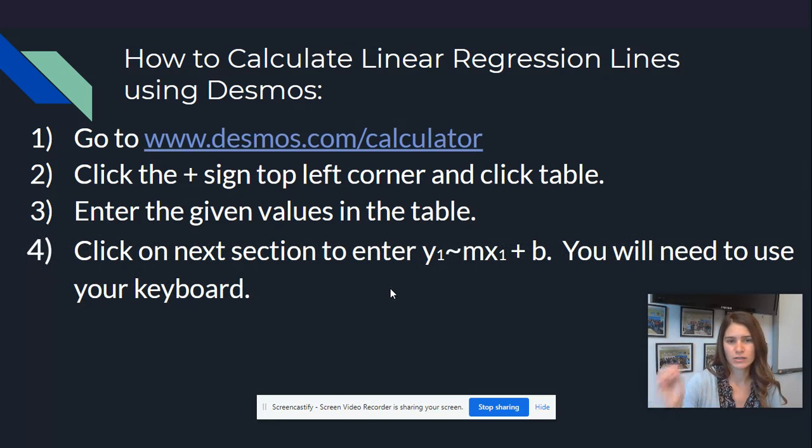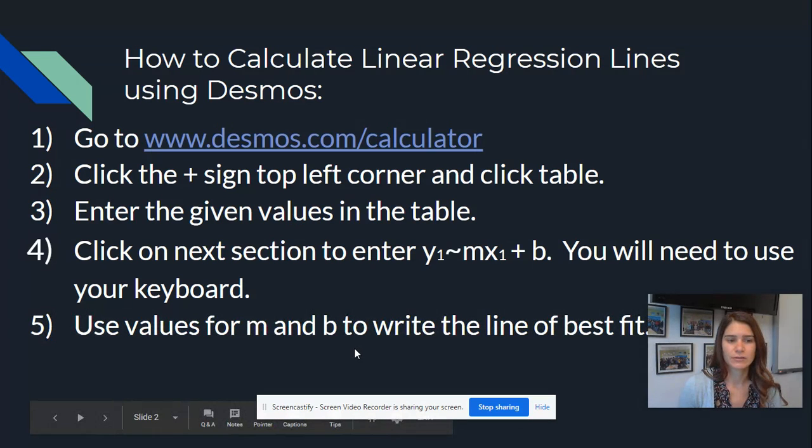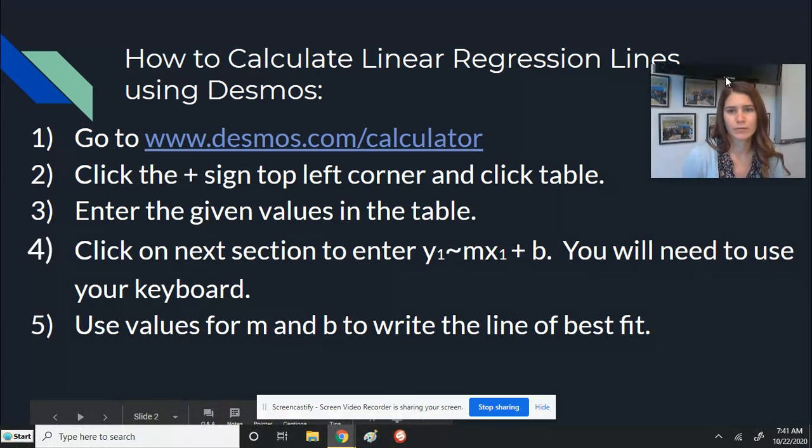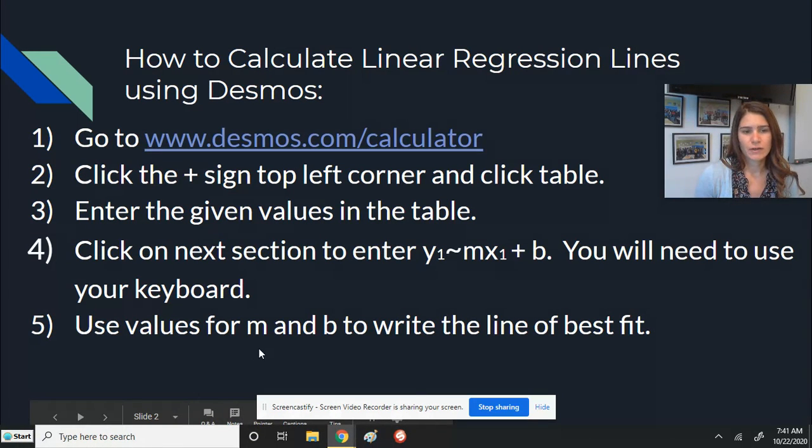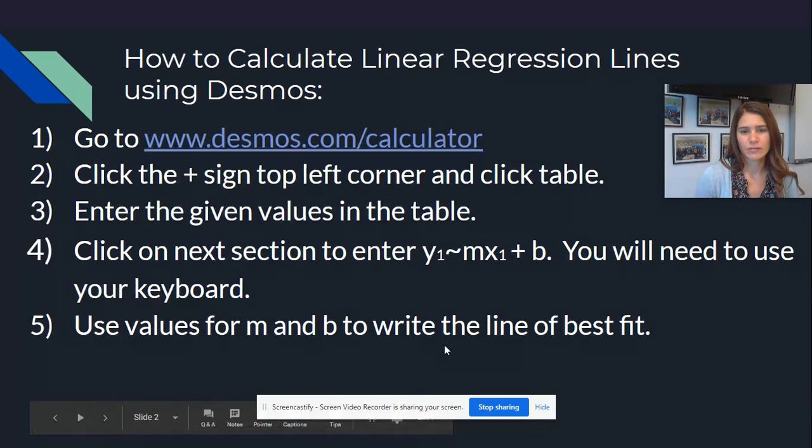Click on the next section to enter a y1 with a little tilde, mx plus b. You will need to use your keyboard, you guys, in order to get that tilde sign and some of those other values too. Use your values for m and b to write the line of best fit.